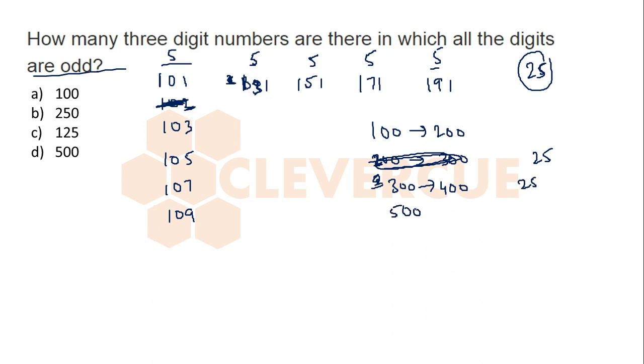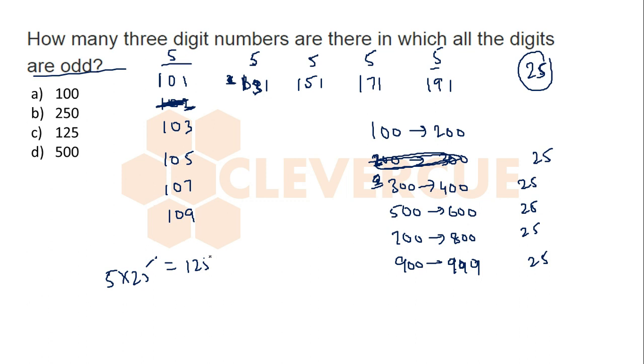Again from 500 to 600 you will be having 25 digits. Again from 700 to 800 you will be having 25 digits again. Again from 900 to 1000, okay, that is 999, you will be having 25 digits altogether. So the total number of 3-digit numbers in which all the digits are odd will be 5 into 25, okay, which will be equal to 125.